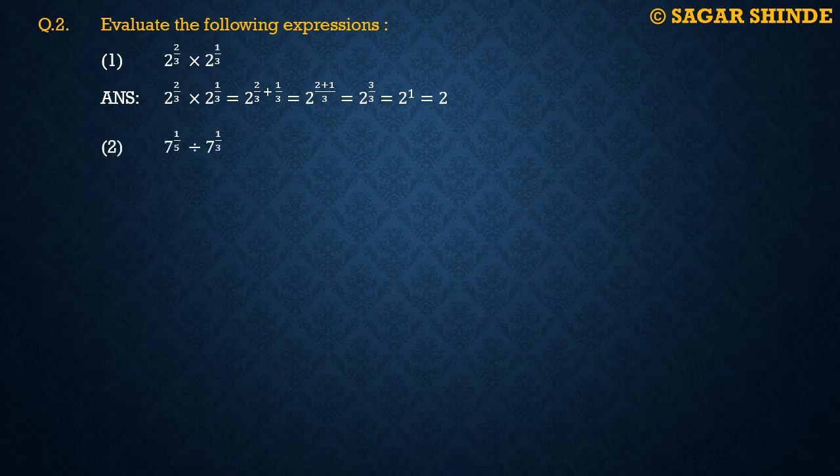Here we have 7 raised to 1 upon 5 divided by 7 raised to 1 upon 3. So once again here we can see that there is same base and different powers. If there is same base and different powers, what we do? We keep the same base and we subtract the powers. So again let us do that. So 7 base has been kept same, powers are being subtracted, 1 upon 5 minus 1 upon 3, that is equal to, now we have to do the calculation in the power.